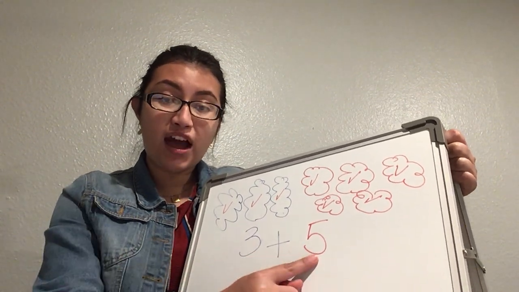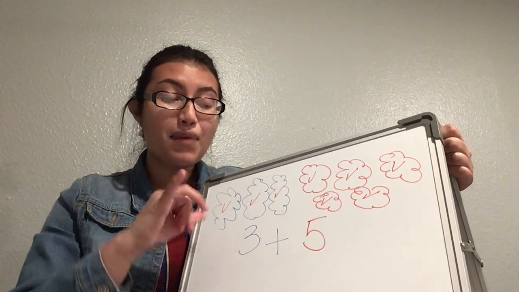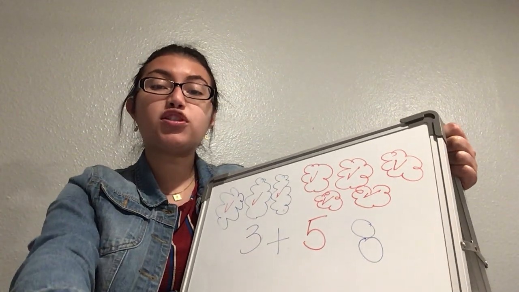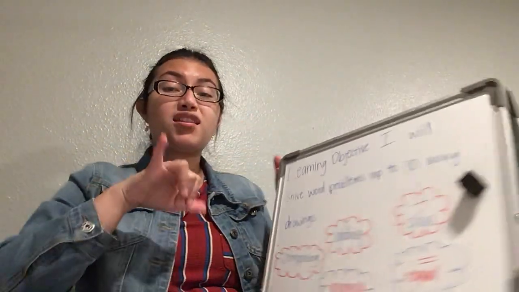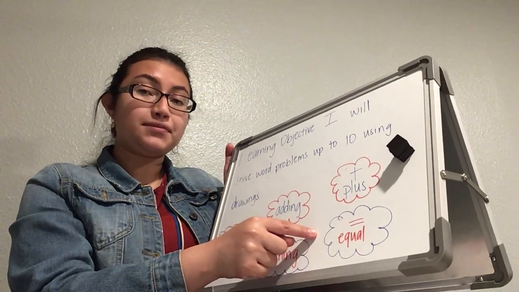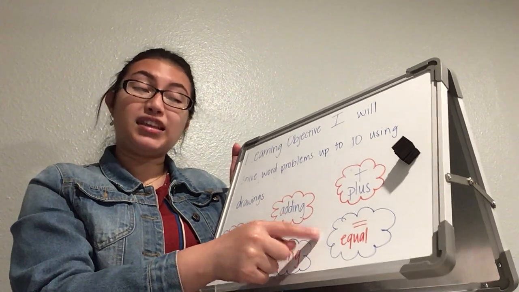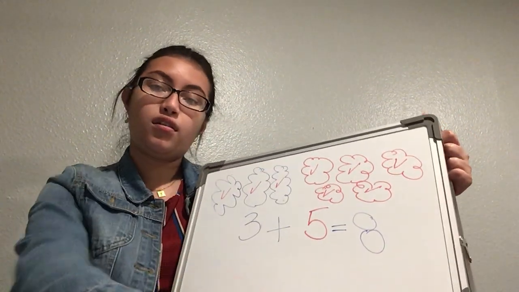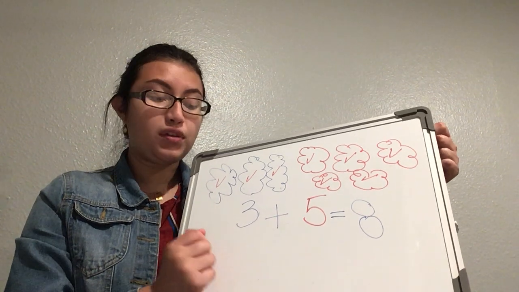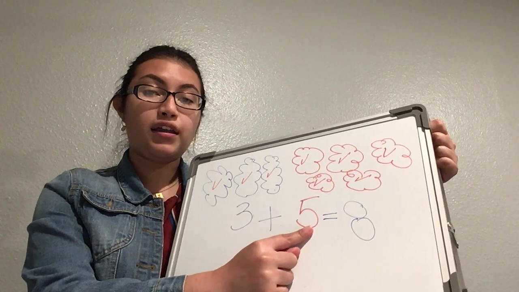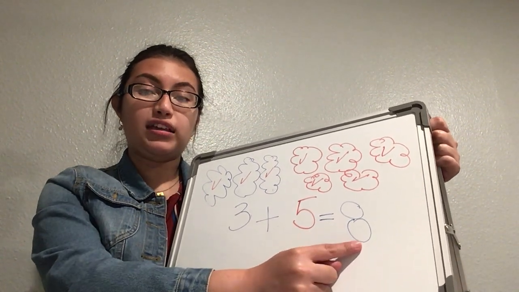So that means 3, when I join it with 5, that makes 8. So 3 and 5 joined is the same as 8. And what special symbol have I learned that means the same? Is it plus or is it equals? It's equals. Equals tells me that it's the same. So let me write my equal sign. Good. Okay, so now I can read it. 3 plus 5 equals 8.